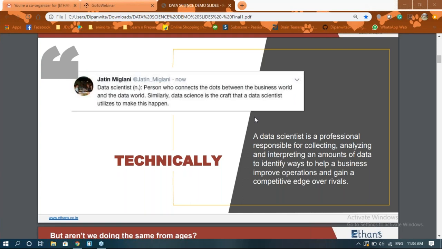Aparna asked, what are the requirements to become a data scientist? You should have a laptop, and you should be eager to learn. These are the two basic requirements, nothing else, no other prerequisite. Everything else can be arranged at Ethan's, not a problem. You should be very eager to learn, because this will be a course that comprises a few months, so you have to show your dedication, be disciplined, and try to learn the things that come towards you.